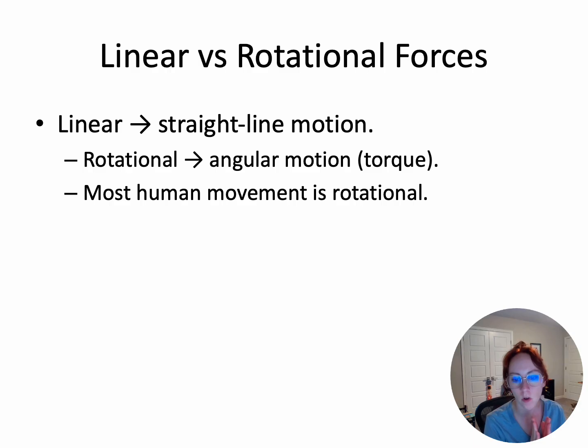Force has a direction, so it can either be linear, in a straight line, or it can be rotational, where there is angular movement that produces what's known as torque, which we're going to get into in a second. But just to note, most human movement is rotational, because force has a direction and point of application, which can influence the movement patterns. A change in force direction can alter the joint mechanics and the muscle activation patterns.